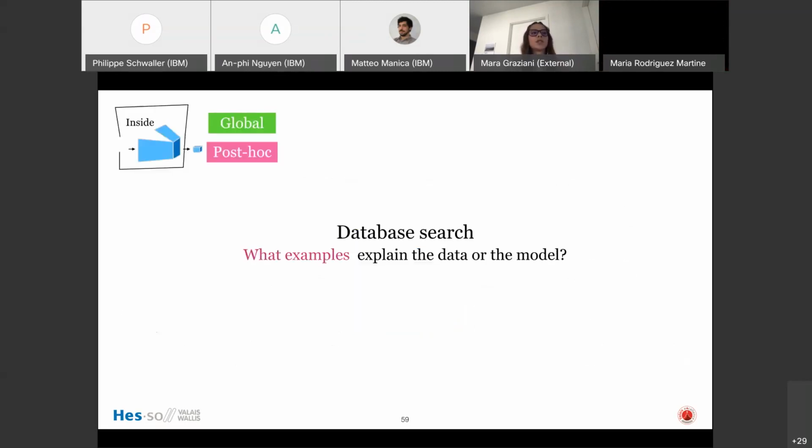The first thing we're looking at is database search. The idea is really simple. We address a question that is, what examples explain the data? For example, what examples maximally activate a neuron, or a neuron response? So this is, again, a method that requires looking at the internal state of the network. It is post-hoc. There is no need for retraining the parameters. And it gives us a global understanding, in most cases, of either the data or the model.